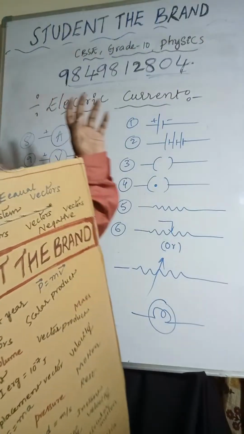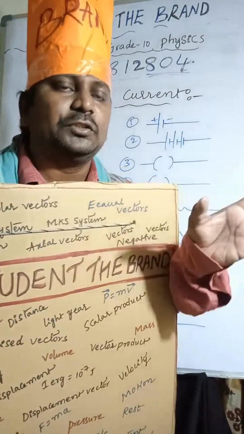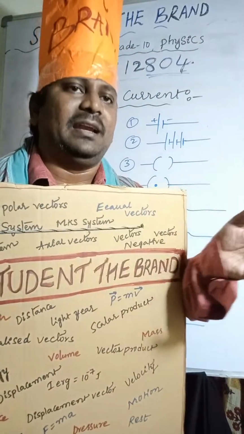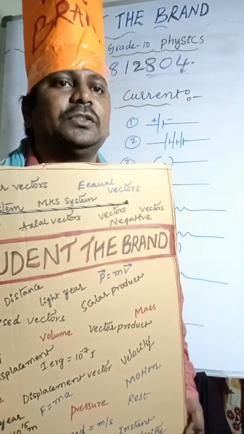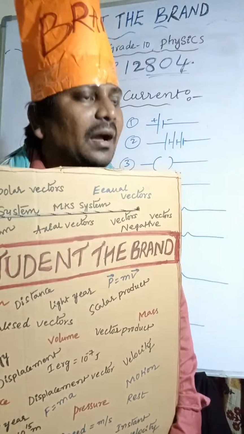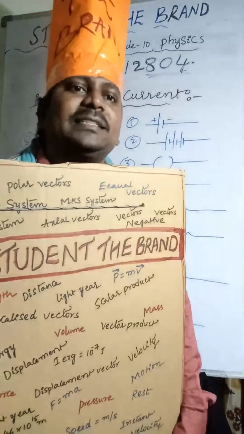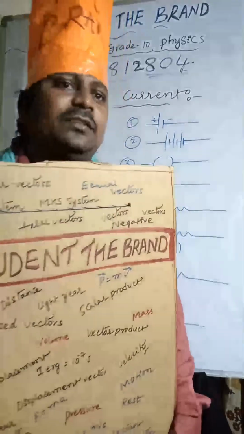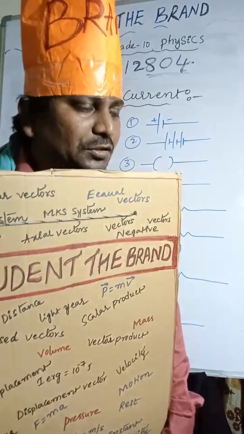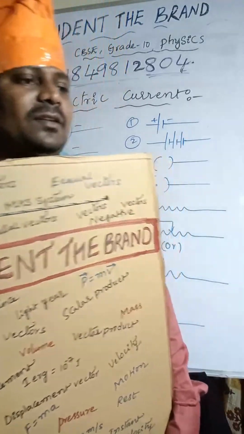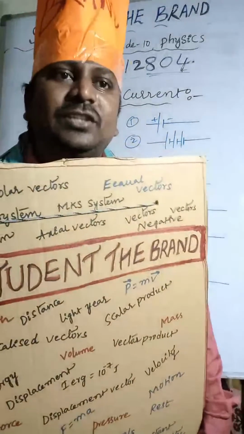And coming to ammeter. Ammeter is a device which is used to measure the electric current in the circuit. So ammeter is connected in series combination in the circuit.